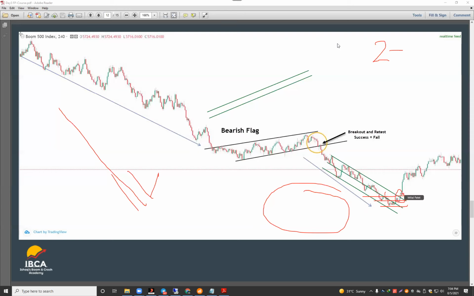My SL should be just below the trend line, and I expect what? I should expect till here. Correct? That is your visual TP, target point, or take profit. If it is getting crossed.